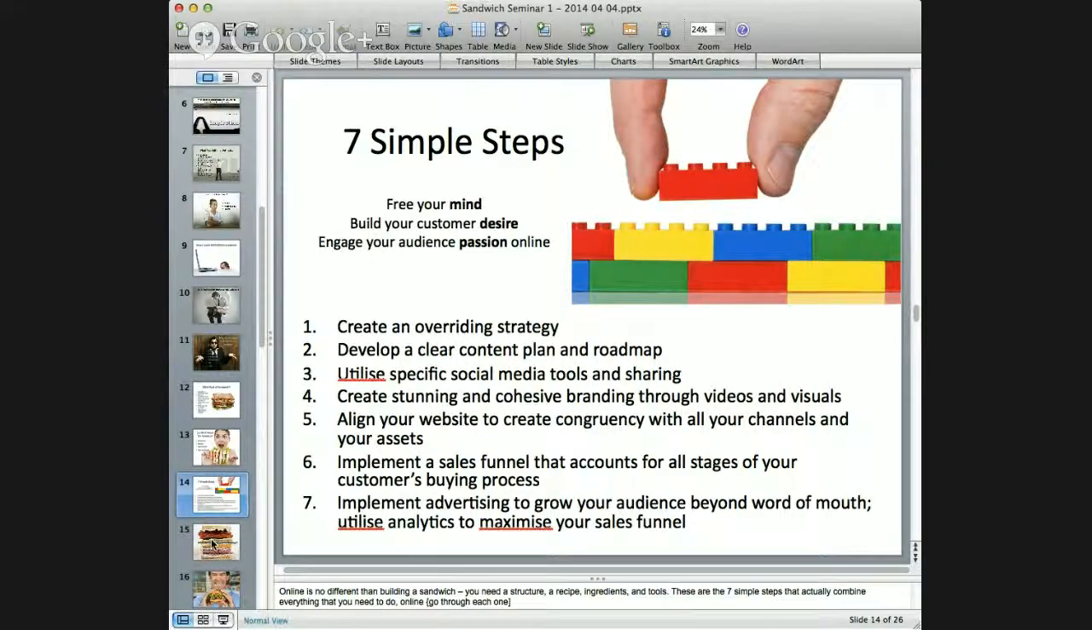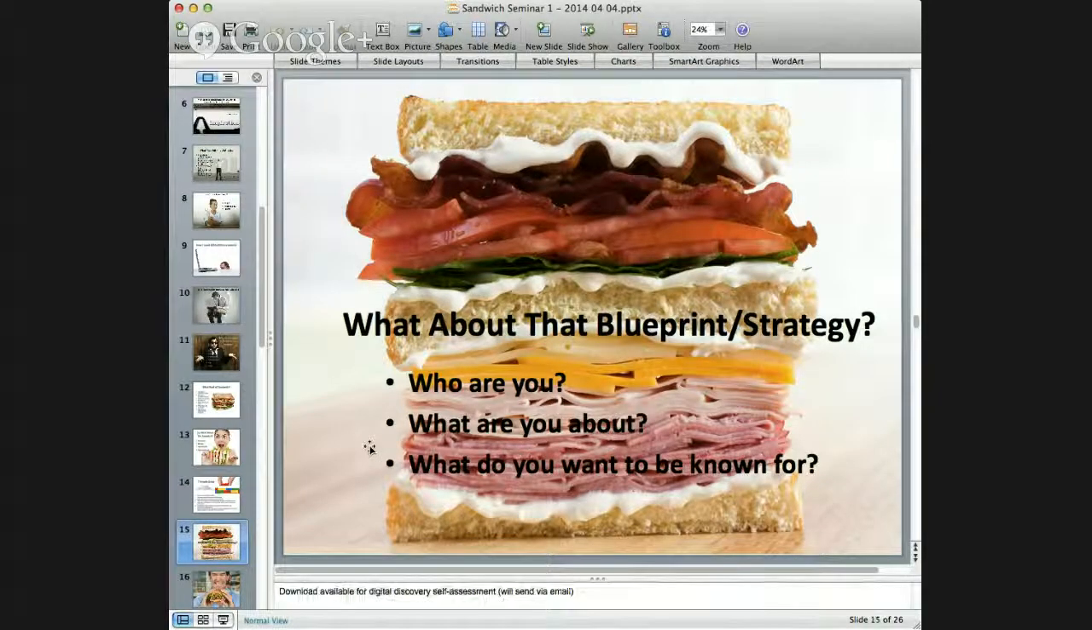So what about the blueprint and strategy? Well, this is what you have to ask yourself. Who are you? What are you about, and what do you want to be known for? And these are super key activities, because that's really what defines how you're going to be able to develop your business online, and how you're going to be able to pursue that growth of the business, right?